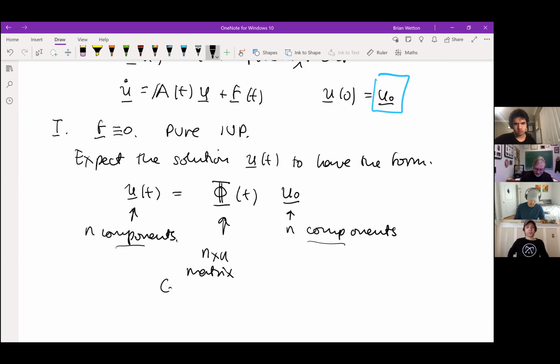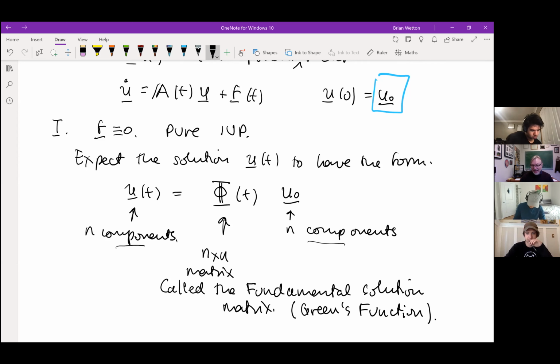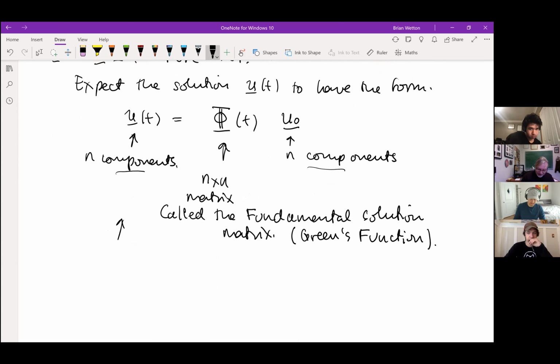And it's called the fundamental solution matrix. And you could call it a Green's function because it's a map from the data to the solution. Okay, well, okay, this works.